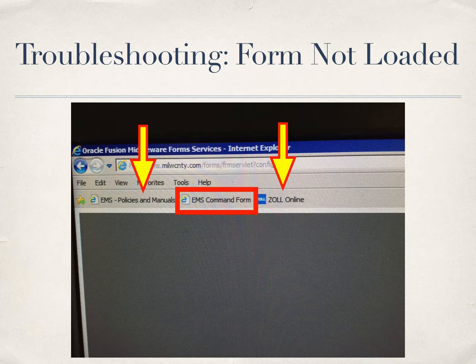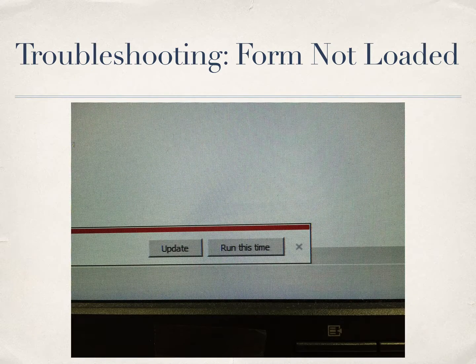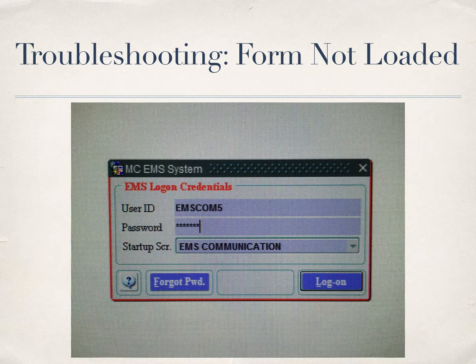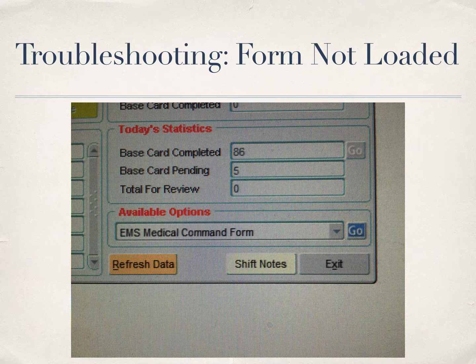Of note, you can see other links to EMS policies and manuals to the left and the Zoll Online EKG Review to the right. Clicking the EMS Command Form button will result in a pop-up that asks you if you want to update Java or run this time. Select Run this time. Please do not attempt to update Java. Next, we'll open a window to enter your username and password. For the main station on the right, they are both EMS COM 5. For the secondary station on the left, a 2 is substituted for the 5. Next, click Log On. Finally, in the launch window that pops up, click the blue Go button in the lower right. Remember, if you have any trouble with this, you can always just use the paper form discussed next.